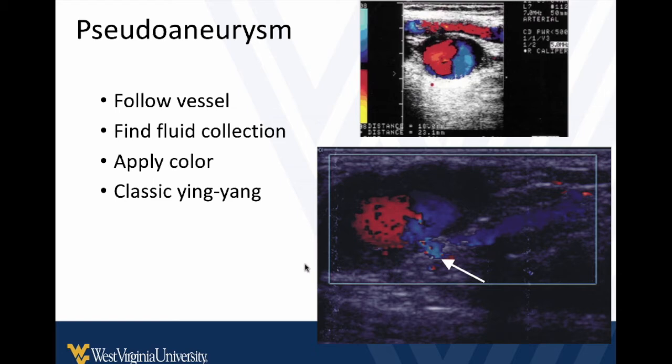And you can very quickly rule in or out this complication of puncture of pseudoaneurysm with some really basic bedside ultrasound. Find the area of interest, follow it up and down, apply color, make sure you can adjust your scale and your color gain to help you improve the sensitivity for this stuff.